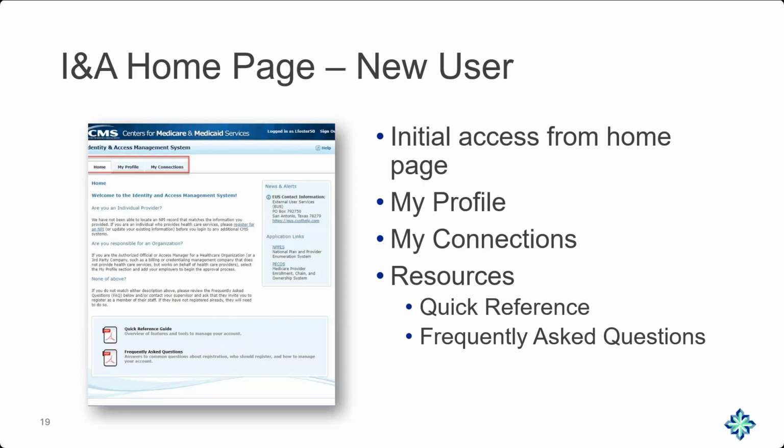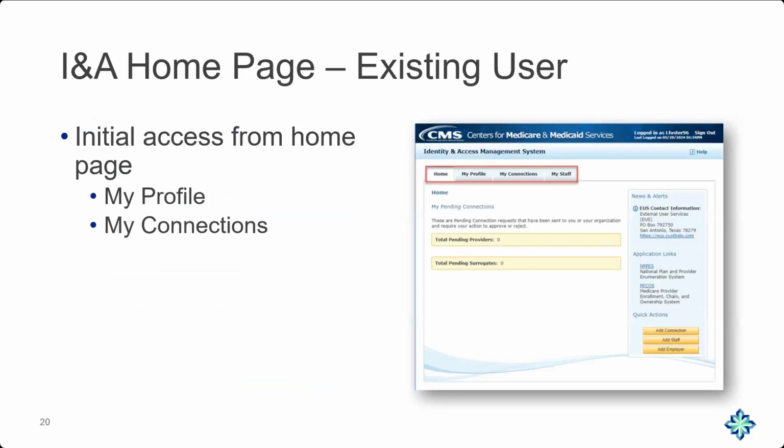So we're going to talk about the My Profile page and the My Connections page in just a minute, but I want to show you what this looks like for an existing user. This is where it's just a little bit different. Your initial access is still going to have Home, My Profile, and My Connections. It may also have My Staff if you are an authorized official or an access manager for an organization.